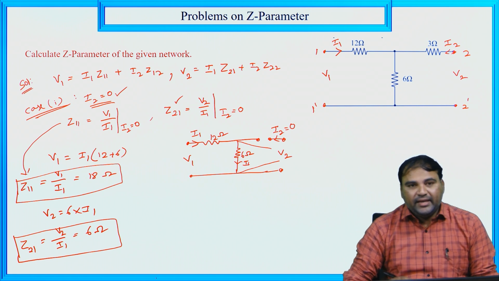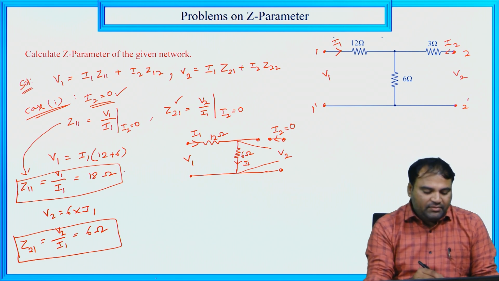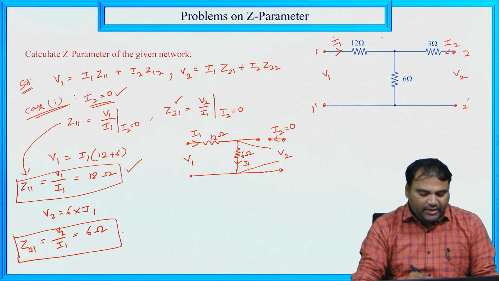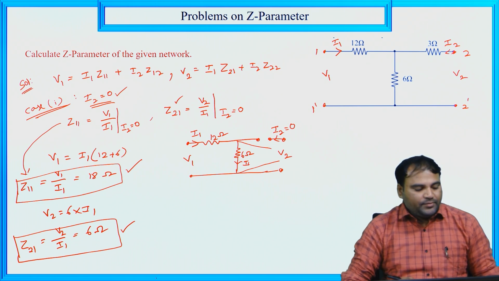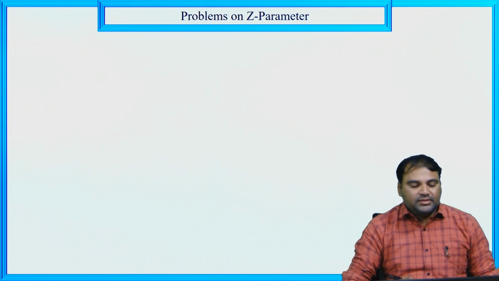Now in the second case, we already have Z11 as 18 ohm and Z21 as 6 ohm, right? Now we need to calculate the remaining parameters. In that case, first we have to open circuit the primary current, so that is I1 equal to 0.